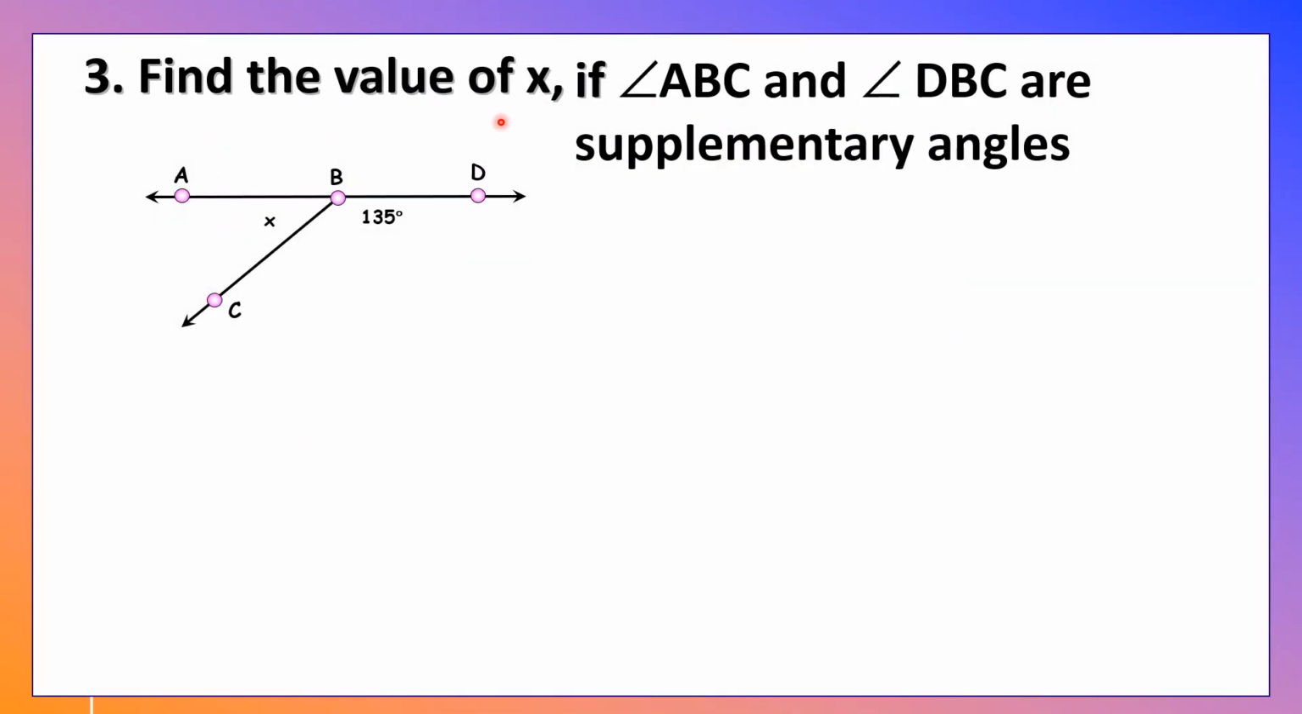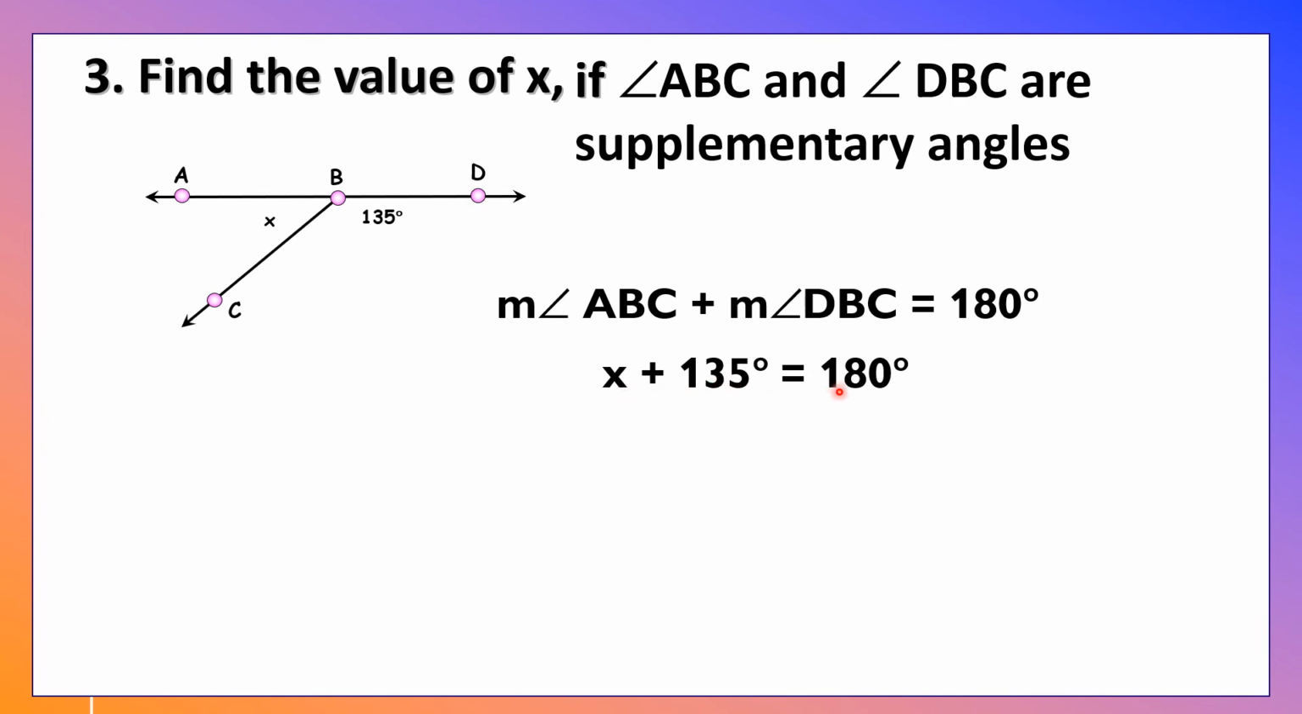Number 3, find the value of x. Angle ABC and angle DBC are supplementary angles. So pag supplementary angle siya, ang sum ay 180 degrees. So the measure of angle ABC plus the measure of angle DBC is equal to 180 degrees. So ang angle ABC is x, then ang angle DBC is 135 degrees. So pag pinag-add mo yung dalawa, it is equal to 180 degrees.